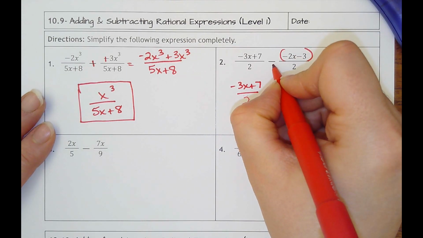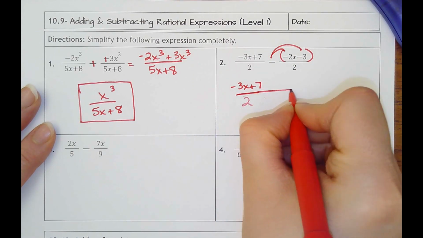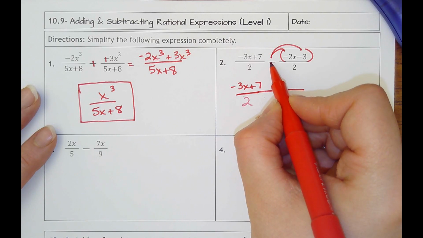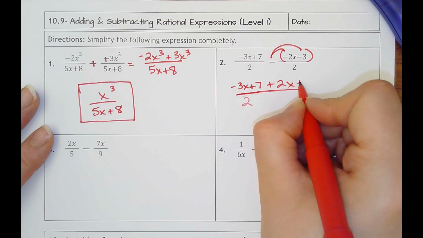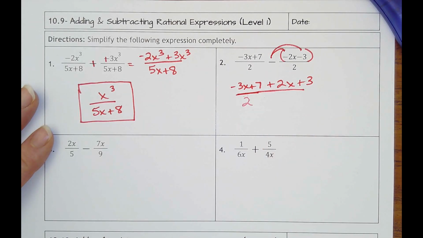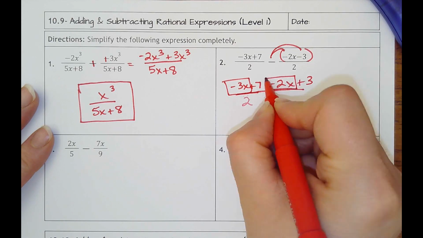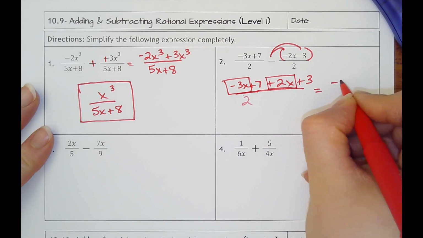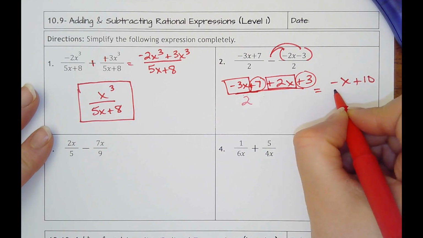But see this minus sign? That's going to distribute to everything after it. So it's like minus negative 2x becomes positive 2x. So minus negative 3 becomes positive 3. Then I'm going to put my like terms together. So I've got negative 3x and a plus 2x. That would be negative x. 7 plus 3 would be 10 all over 2.